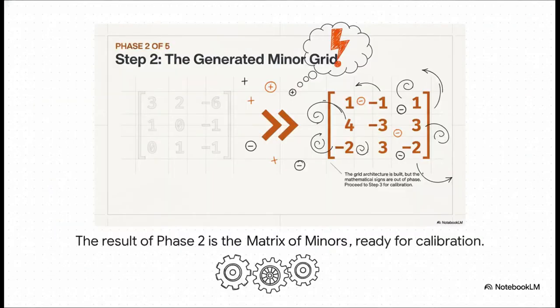So, after we run that extraction process on all 9 positions, one by one, this is what we get, the matrix of minors. You can see the basic structure is there now. The architecture is built, but it's not quite ready yet. The mathematical signs are kind of out of phase. It still needs a little calibration before we can move it down the line.